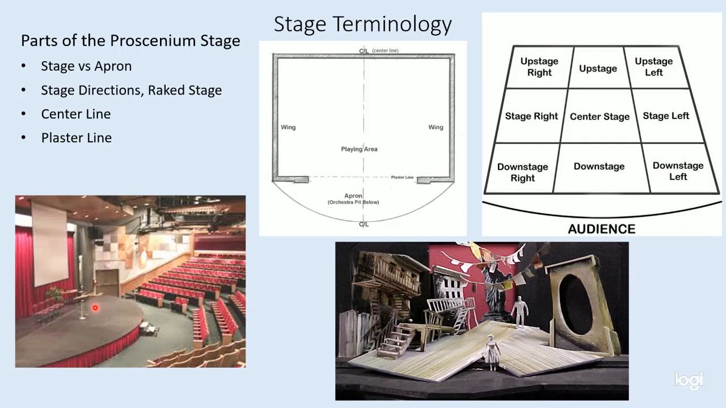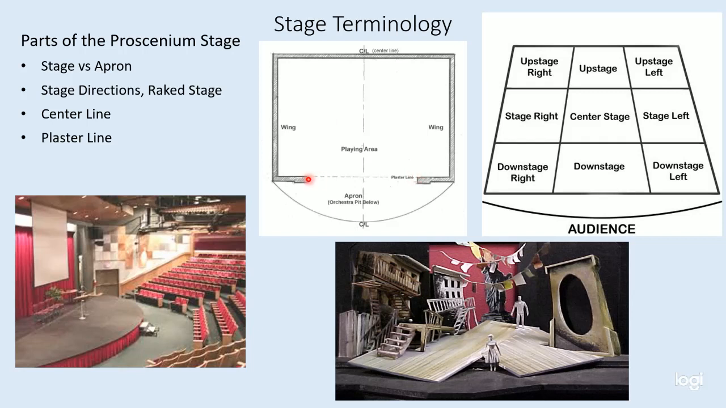There are two distinct lines in any proscenium space, and that is the center line. And the center line is equidistant between the proscenium opening, between the edges of the proscenium arch. So equidistance between that is going to be known as the center line. Now, the plaster line is a line that exists on the upstage edge of the proscenium. The reason it's called a plaster line is prosceniums are made out of plaster.